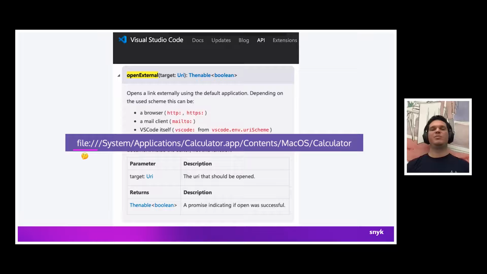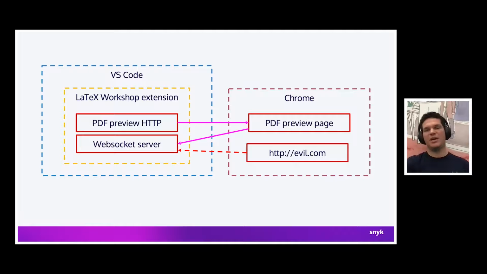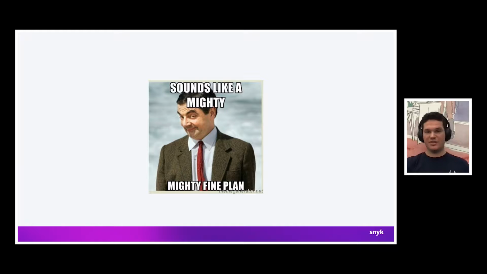Actually, if we specify file, and if this file is a binary file, Visual Studio Code will simply execute any binary on your laptop. So as you may guess, basically it's a kind of common injection vulnerability that we have, right? If we are able to connect to your local WebSocket server and send a malicious payload, we will be able to execute any binary on your laptop. Sounds like a good plan again, right?